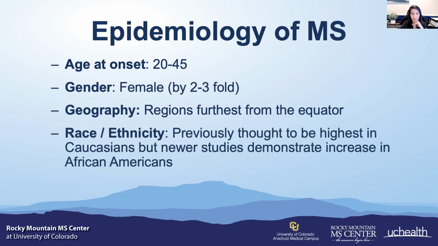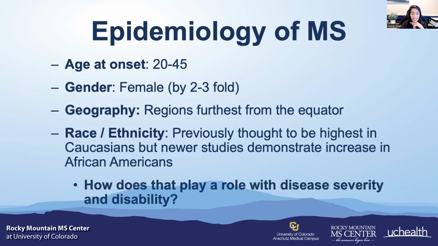So this part about race and ethnicity is one of the most interesting things, I think, when thinking about the epidemiology of MS. MS was previously thought to be primarily a disease of Caucasians, but there have been newer studies published in the last couple of years, primarily through the Kaiser database over in California, that actually show that the incidence and the prevalence of MS in their African American or Black American populations were higher than their Caucasian counterparts. Now, this becomes important because we think about how that plays a role with disease severity and disability.